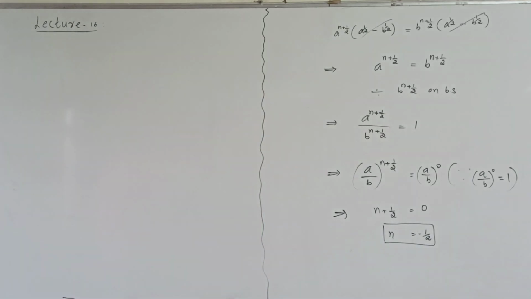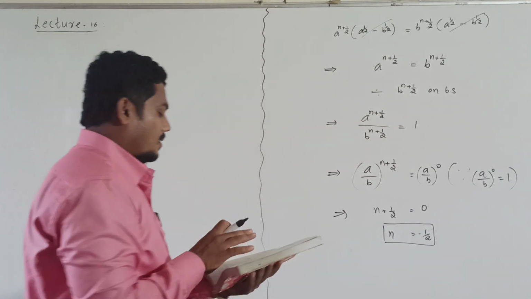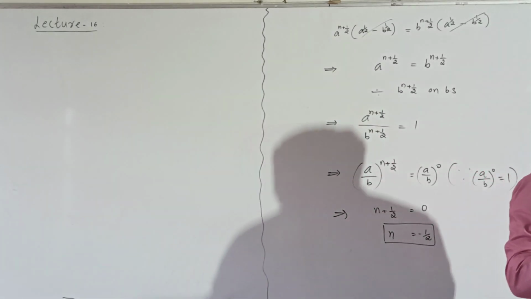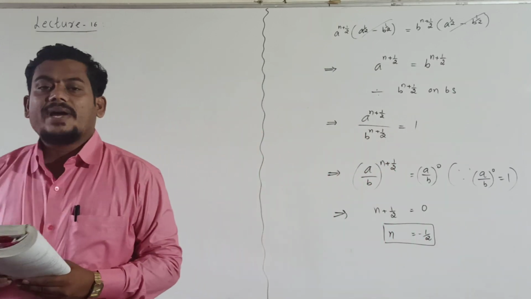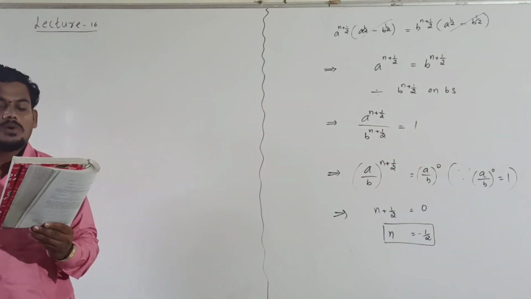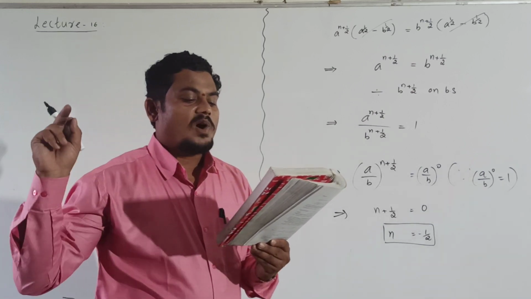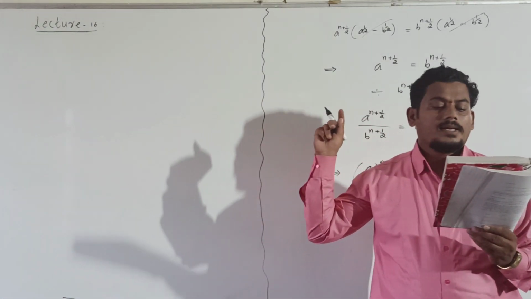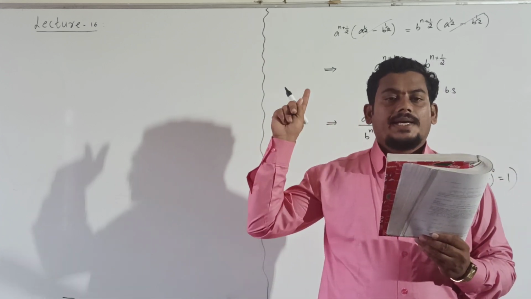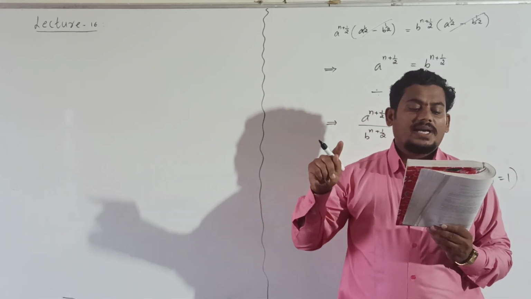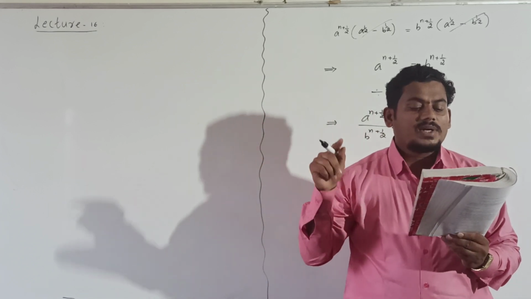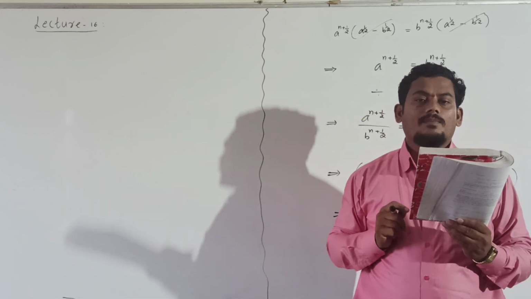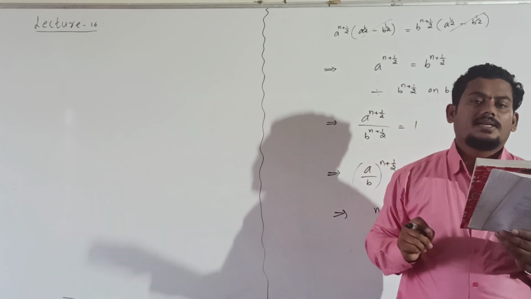Next problem. If capital A and capital G be the AM and GM of two positive real numbers, small a and small b respectively.